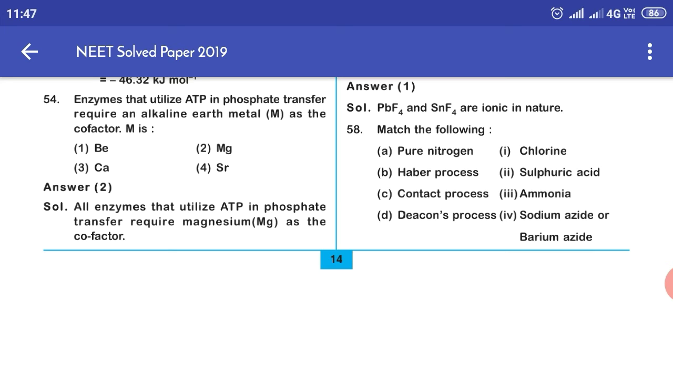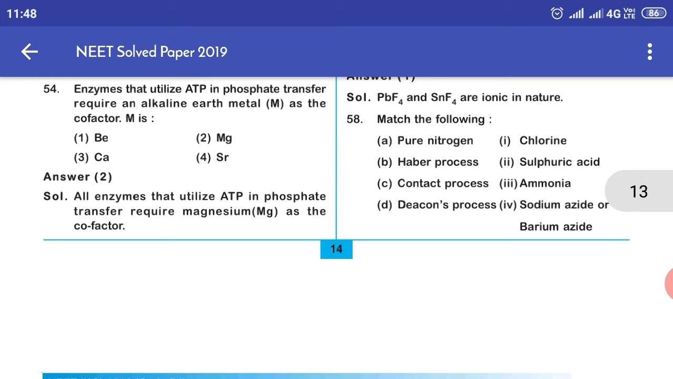These four are about pure nitrogen. You have to match the columns. Haber's process is the process in which ammonia is prepared, so B is matched with ammonia. The contact process, you also remember, is the formation of sulfuric acid, and C is matched with that. Deacon's process is the preparation of chlorine, and D is matched accordingly. And A, pure nitrogen, is matched with sodium azide or barium azide.